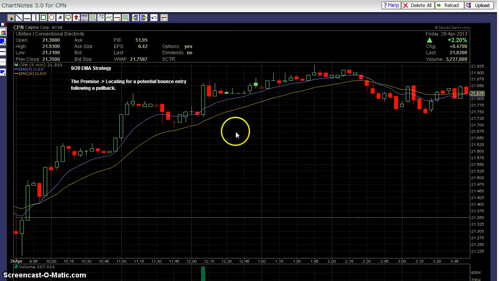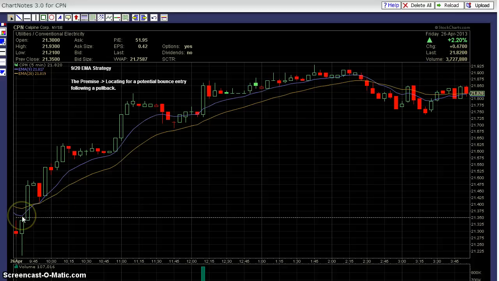So the whole concept, the idea of this 920, is looking for a potential bounce entry following a pullback. You can use this on any stock, preferably the higher priced stocks because there's more volatility, and ones that trade for millions. So with that being said, stocks over 20 and volume in the millions.